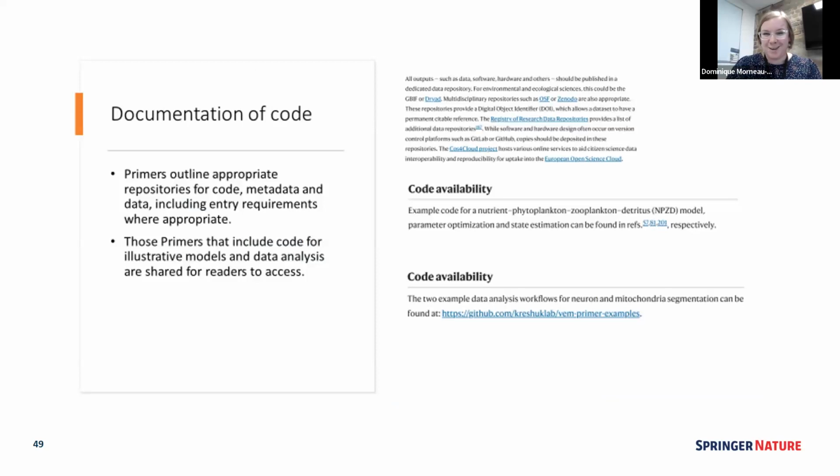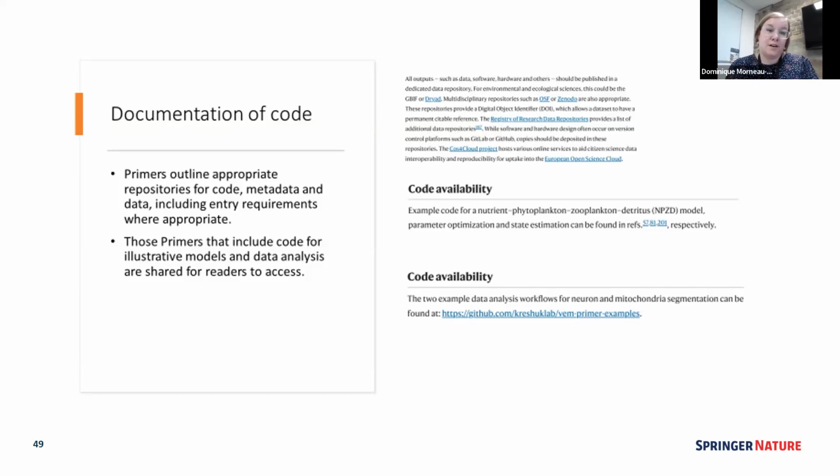And I know Allison talked about code, documentation of code, but I'm going to go through it again because it is really important. Primers outline the appropriate repositories for code, what metadata needs to be included, and any entry requirements for these repositories. And sometimes primers will include examples of data analysis. So we ask for code availability statements in those cases.